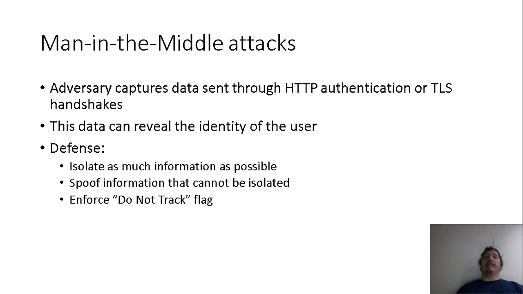And Tor Browser defends against this in part with the guard node. On top of the guard nodes, more locally, information about your system is isolated. And if it cannot isolate, by this I mean it cannot be accessed by external actors through the attempts to hide it from the HTTP authentication protocol and the TLS handshakes. And what information cannot be hidden is spoofed. This is just a fancy word for falsifying, if you will. And of course, as I mentioned earlier, the do not track flag becomes enforced.